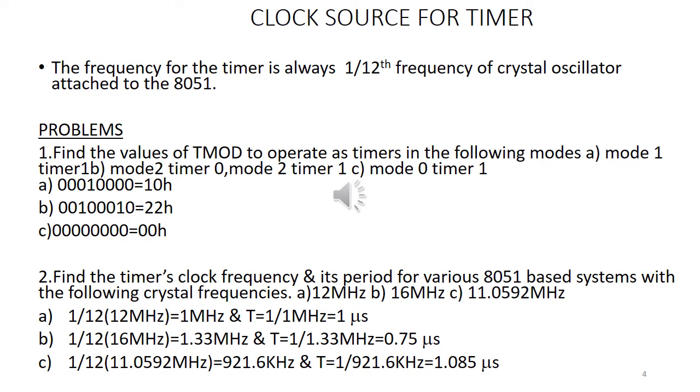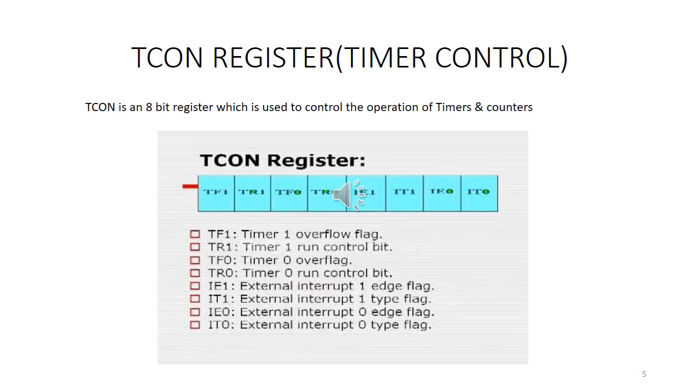Similarly for the second case, frequency is 1.33 megahertz, time period is 0.75 microseconds. For the third case, frequency is 921.6 kilohertz and the time period is 1.085 microseconds. So next is the TCON register. TCON register stands for the timer control register. This is an 8-bit register which is used to control the operation of the timers along with the counters.